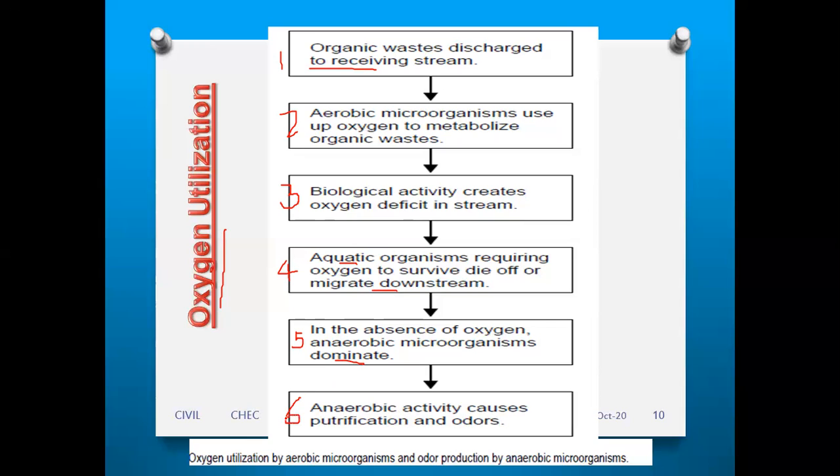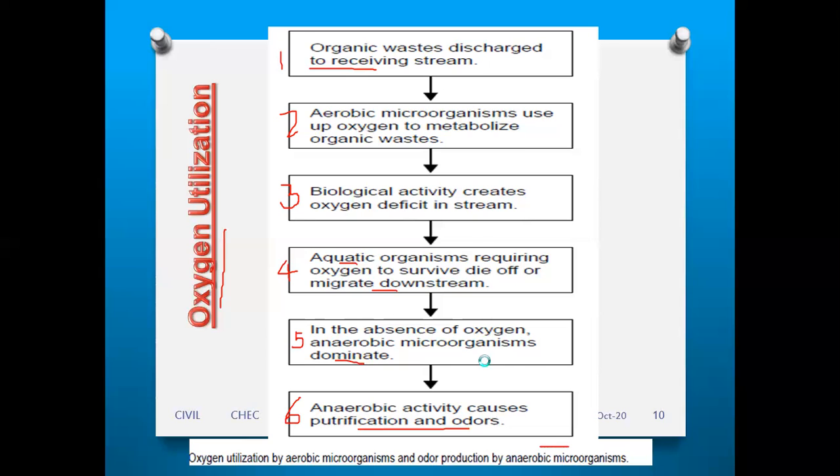What is the sixth point here? The anaerobic activity causes putrefaction and odors. What is the result of the anaerobic activity? It causes a putrefaction process and a bad smell from the water. So this chart shows how the oxygen is utilized by the microorganisms and the odor production by anaerobic microorganisms. This is also one sort of comparison.